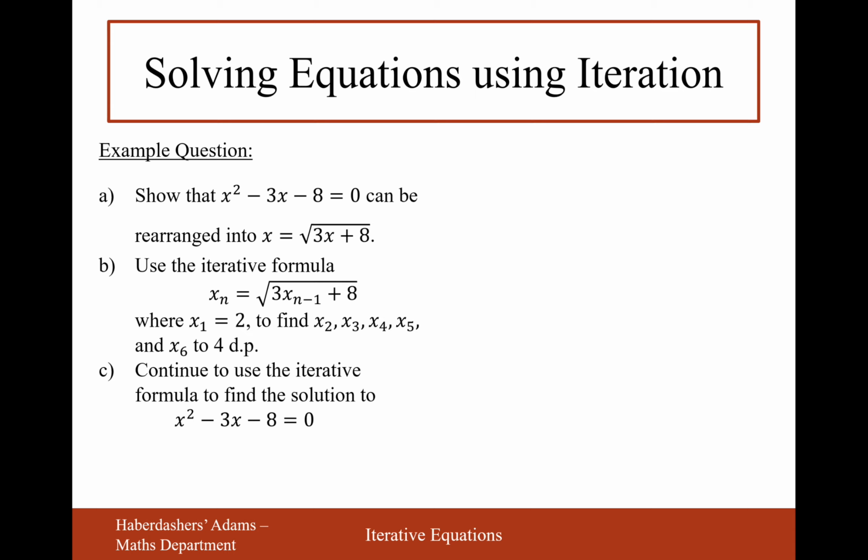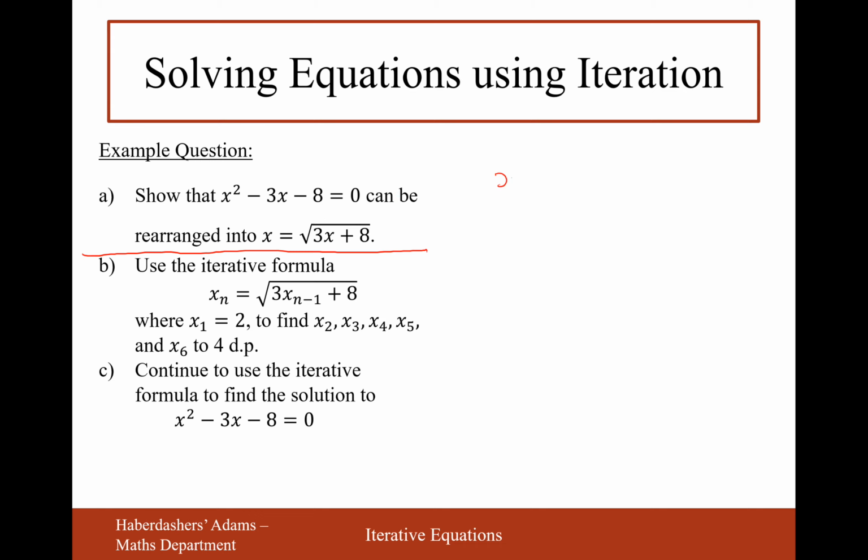Here is a model question that you will be expected to be able to answer. And we'll go through each of the 3 stages together. So let's just have a look at the first stage then. The first stage asks us to rearrange x squared minus 3x minus 8 equals 0 into this expression here.